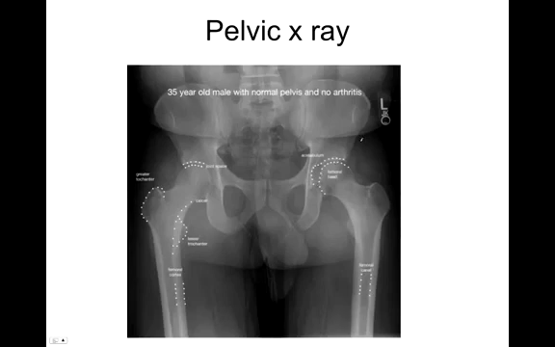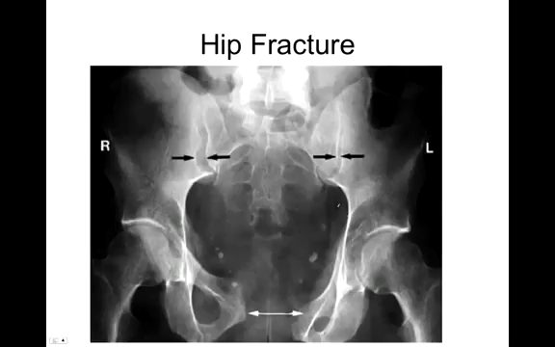Pelvic X-ray is another X-ray for trauma. So this is a 35-year-old male. Looks good. Joint looks good. His pelvis looks all lined up here. Don't see any signs of fracture.